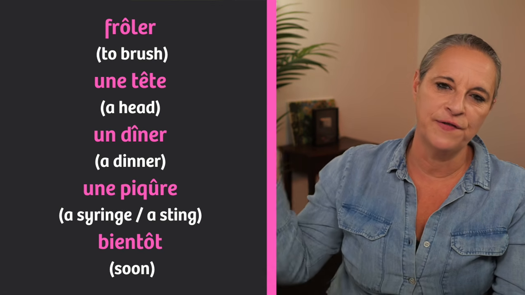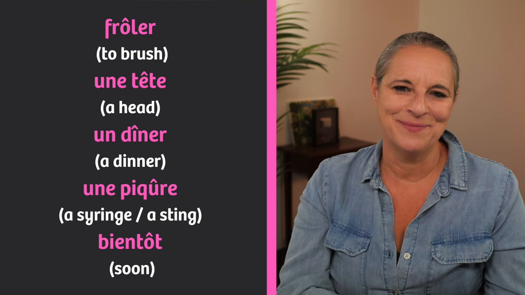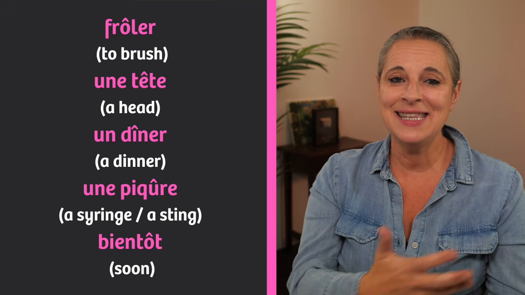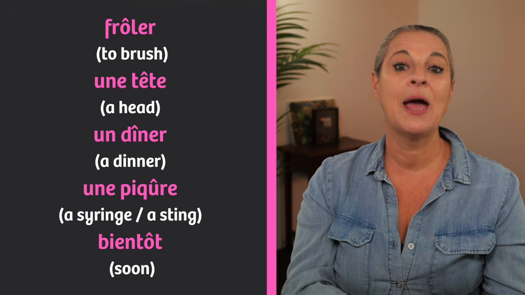For example, frôler, une tête, un dîner, une piqûre, bientôt. So the tréma accent is two dots on top of those vowels.